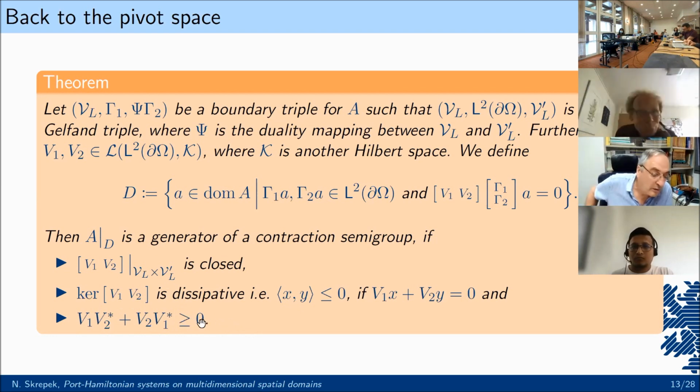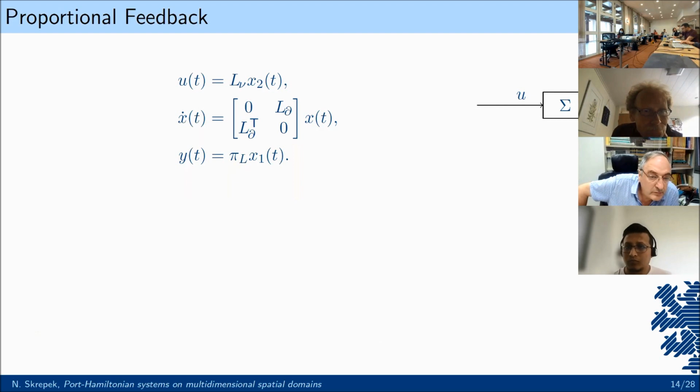This is exactly the condition that also appears in the one-dimensional framework. Okay, so let's put some inputs and outputs to our system. We have an input U, the inner dynamic, a very simplified version of everything, and an output. And now we want to stabilize the system.